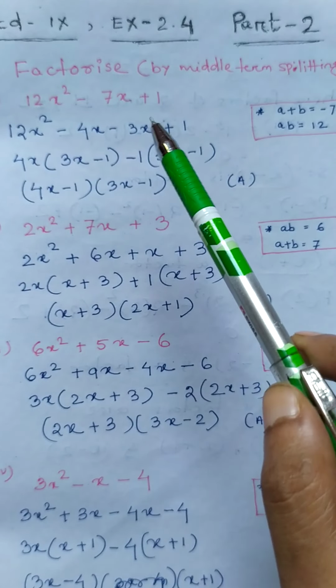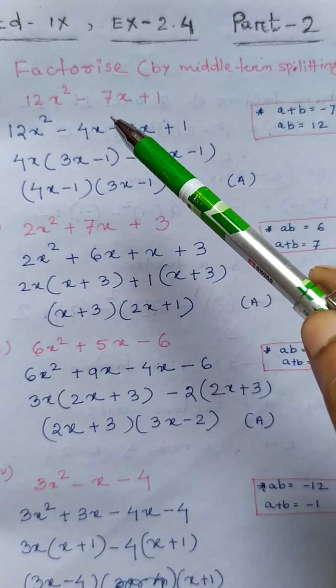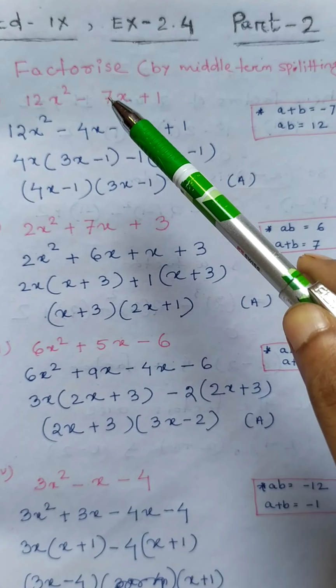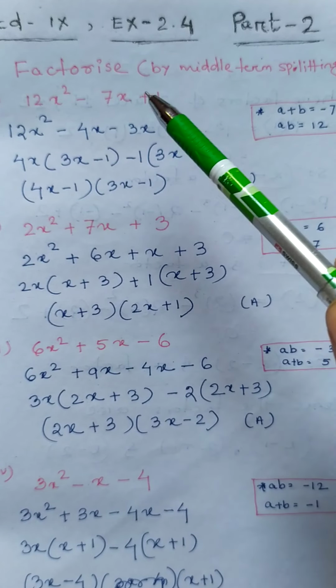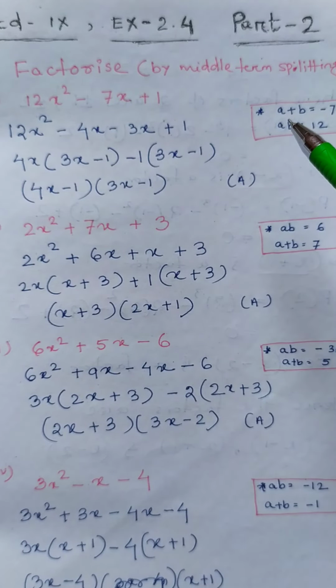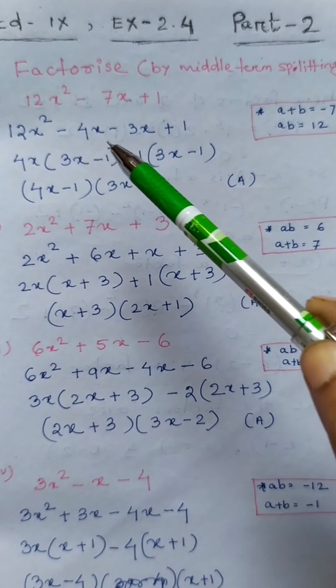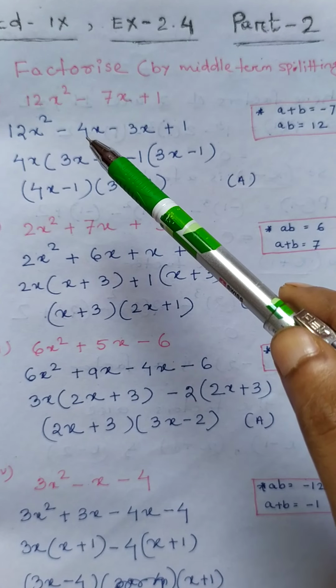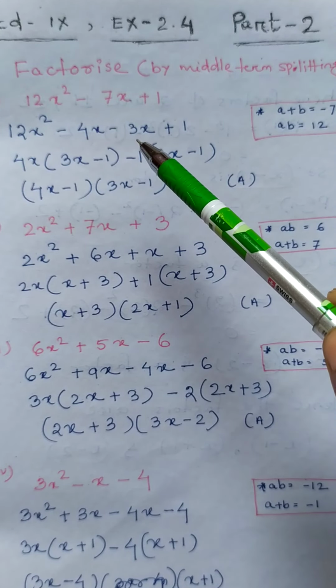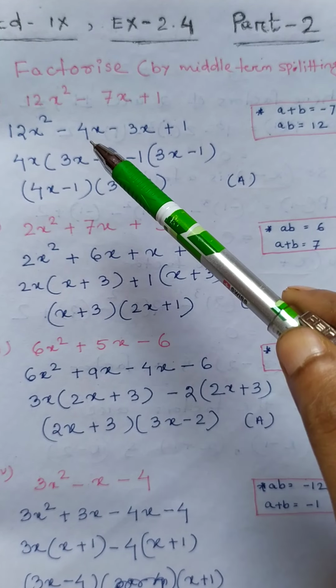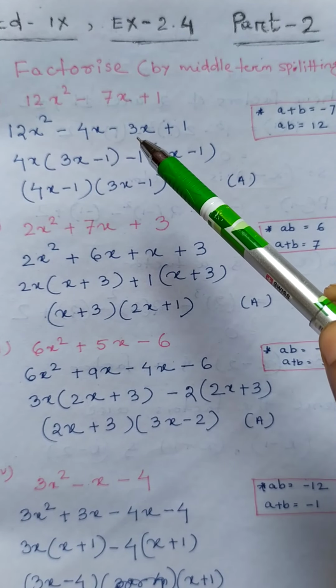Here x carries power 2, x carries power 1, and here x carries power 0. So when it is in the form ax square plus bx plus c, then only we can find its solution. Choose two numbers a and b such that their sum is minus 7 and their product is 12. So a plus b should be minus 7, while a into b should be 12. Two such numbers are minus 4 and minus 3, because minus 4 plus minus 3 equals minus 7, and minus 4 multiplied with minus 3 gives 12.